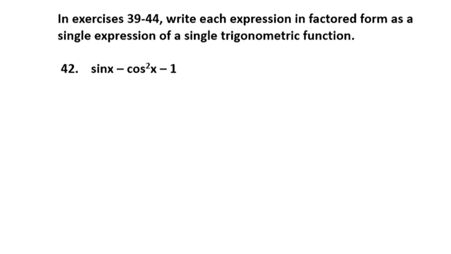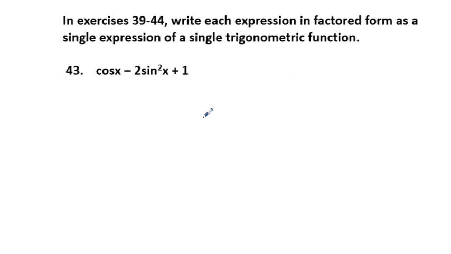Now, going to the next odd-numbered problem, problem number 43. We have cosine x minus 2 sine squared x plus 1. What I'm going to do is pull out our Pythagorean identity again: sine squared theta plus cosine squared theta is equal to 1. And if we solve for sine squared theta, we can subtract cosine squared theta from both sides of this equation.